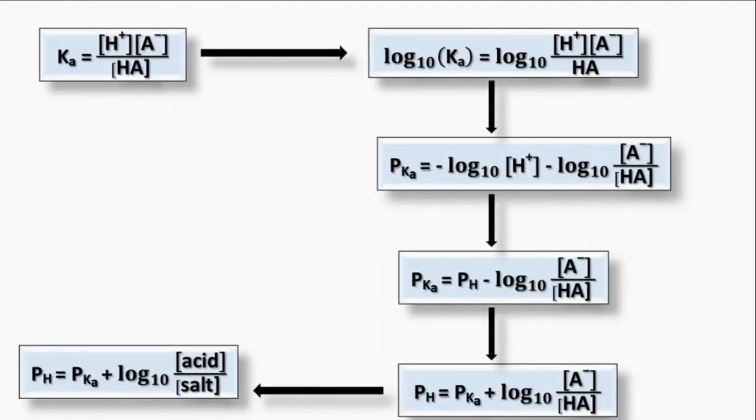So this is the slide representing this equation in an understandable way. As you can see, K equals H plus times A minus divided by total HA, and if we operate log on both sides, we can get this equation, and if we multiply by minus, we can get this is pKa, and this would be pH, and this is the salt by acid. So I hope you will understand the Henderson-Hasselbalch equation.